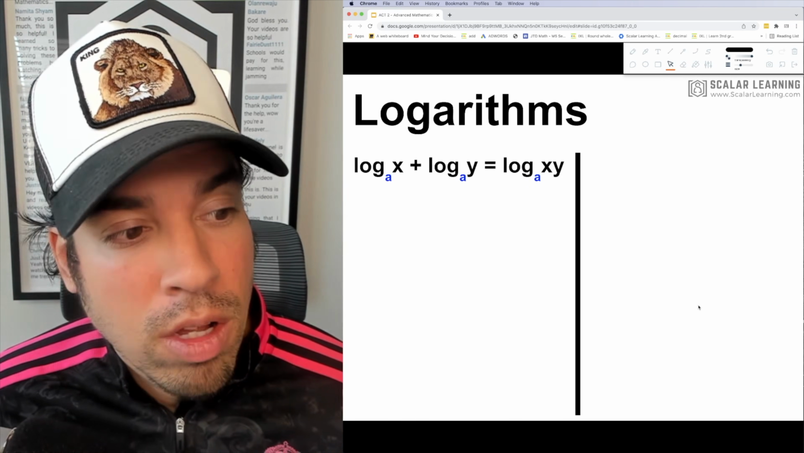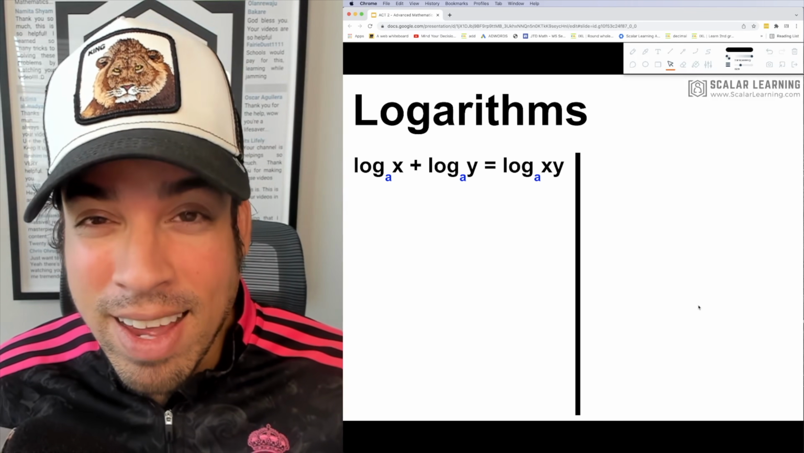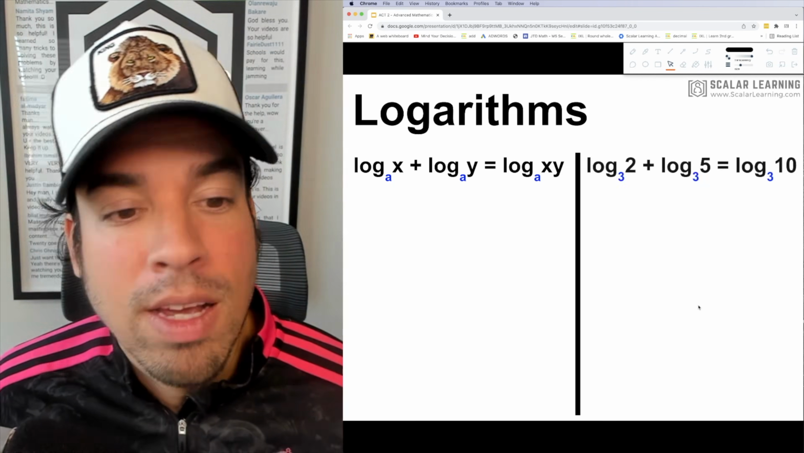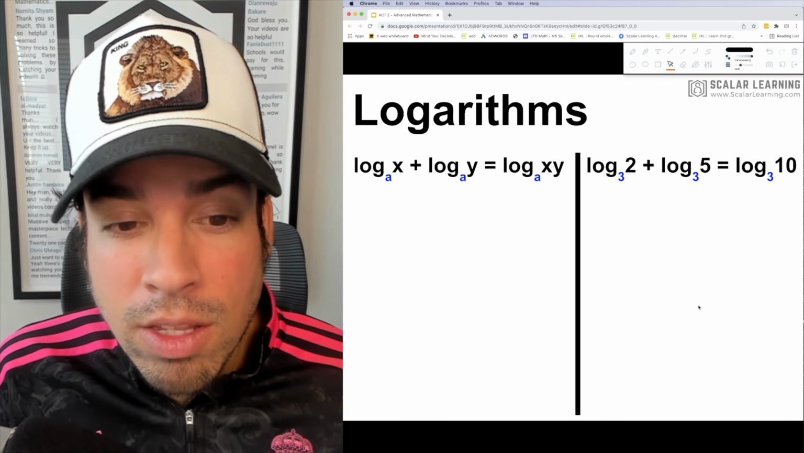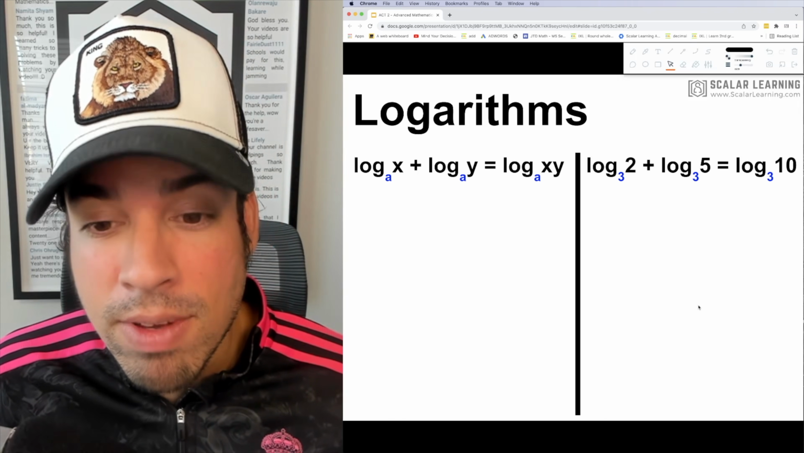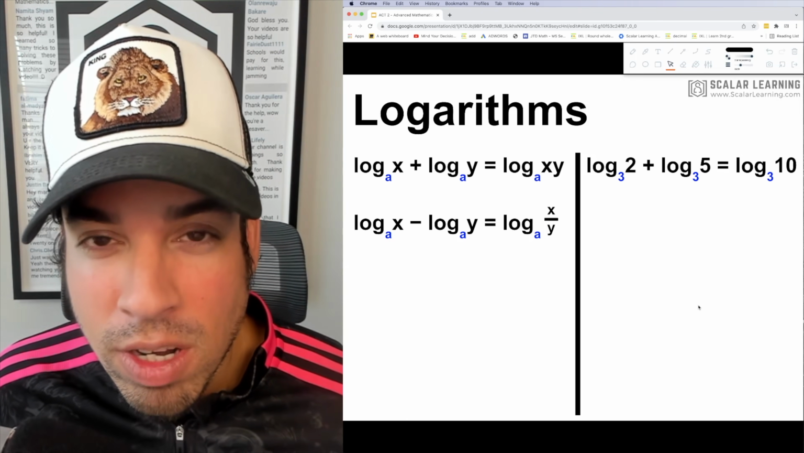So for example, log base a of x plus log base a of y equals log base a of the product of the two. This means log base 3 of 2, log base 3 of 5. If you add them together, I can multiply the 2 and the 5, and it's the same as log base 3 of 10. Here's a subtraction one where we're talking about division.